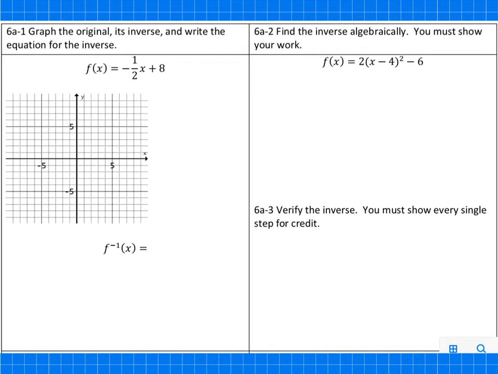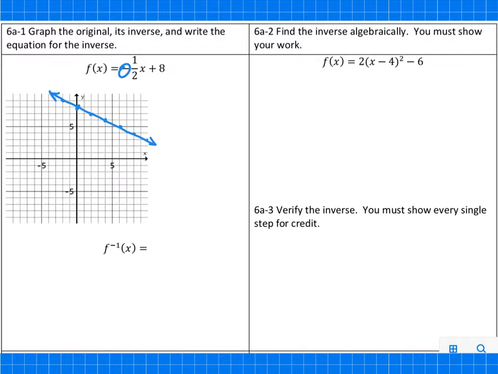All right, graph the original and its inverse, and then write the equation for the inverse. The first one, this is my screw up. 1/2 x plus 8. We start at 8. Go up 1. Oh, nope, not up 1 because of that negative. We're going to go down 1 and over 2, down 1 and over 2. I'm going to very carefully do a few more dots here because I don't have a ruler. Okay, so there's my original line.